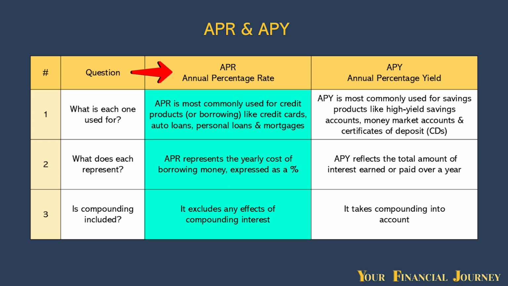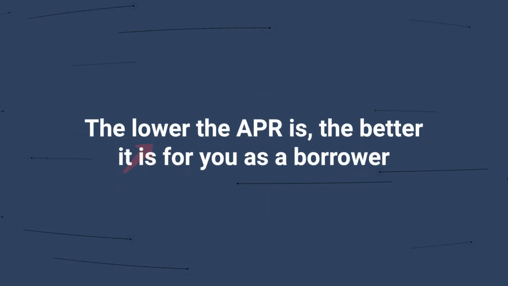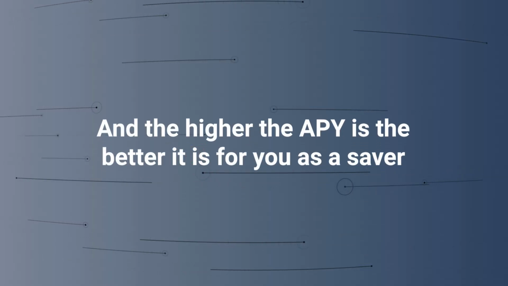Understanding the distinction between APR and APY empowers you to make smarter financial choices. If you're taking on new debt, the APR helps you to evaluate the cost of that new borrowing relative to other types of loans, credit cards, and etc. Similarly, if you're opening up a new savings account, the APY helps you evaluate the return on your investment relative to other savings products. For borrowers, a lower APR can save hundreds or even thousands of dollars of interest. For savers, a higher APY can accelerate your wealth building. Always remember, the lower the APR is, the better it is for you as a borrower. And the higher the APY is, the better it is for you as a saver.